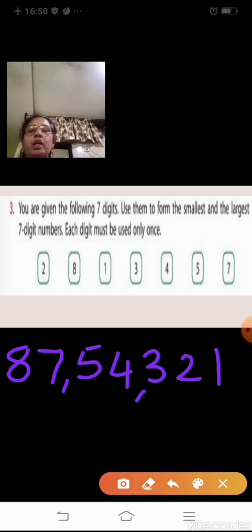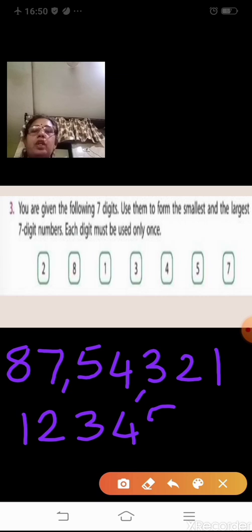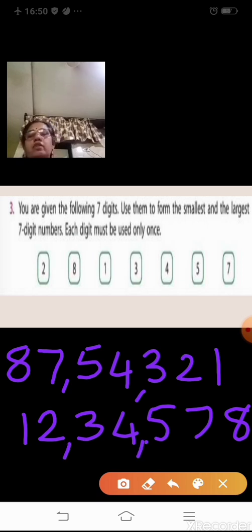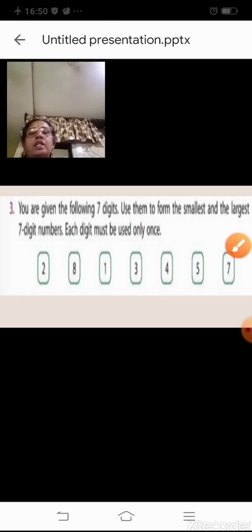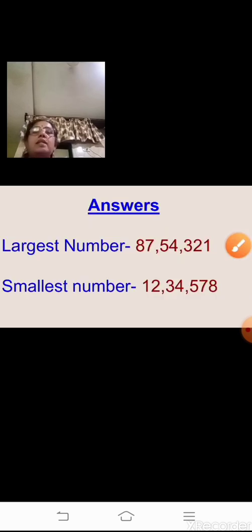You will start from the smaller number 1, 2, 3, 4, 5, 7 and then 8. So the smallest number formed is 12,34,578. So the largest number is 87,54,321 and the smallest number formed is 12,34,578.